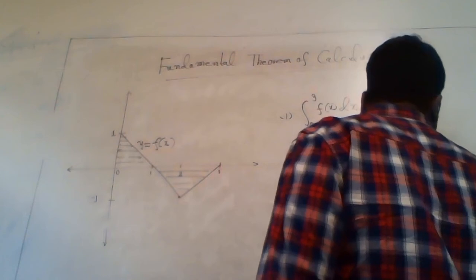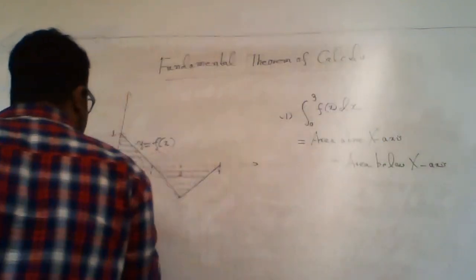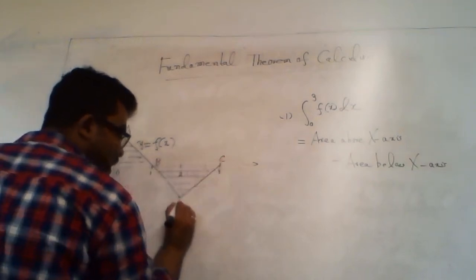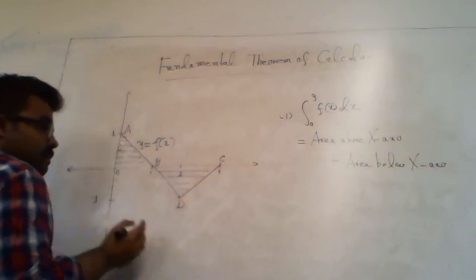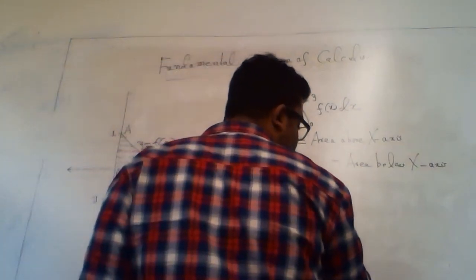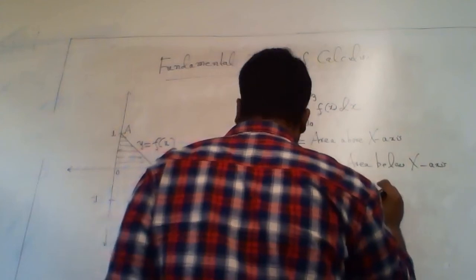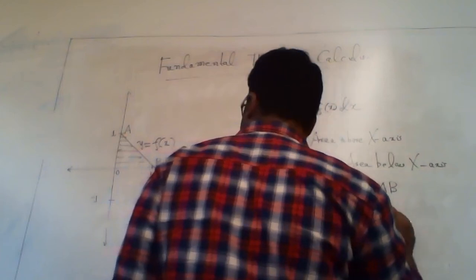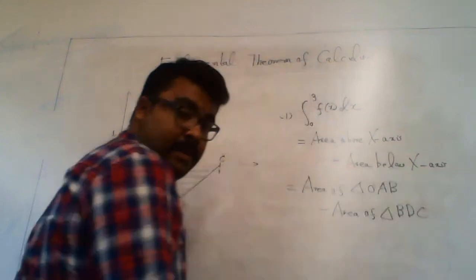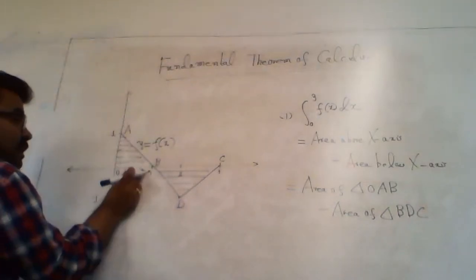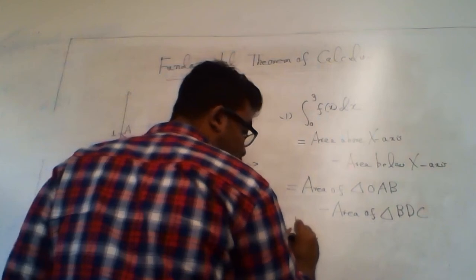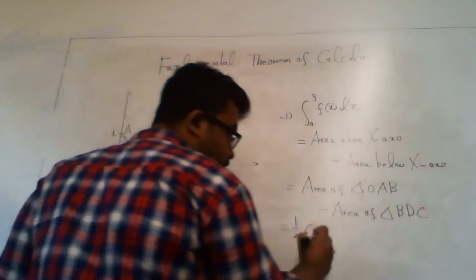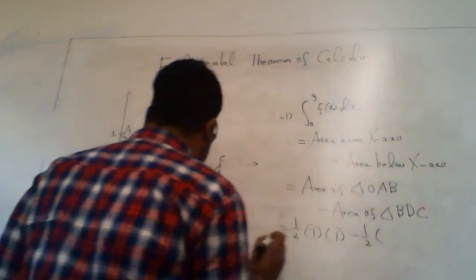Let's name these points A, B, O, C and D. This will be the area of triangle OAB minus the area of triangle BDC. Now what is the area of this triangle? It's half base times height. The base is 1. The height is also 1. Minus the area of this triangle BDC. What is the base here?